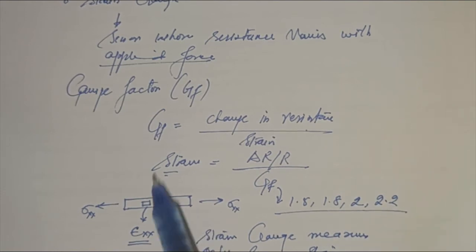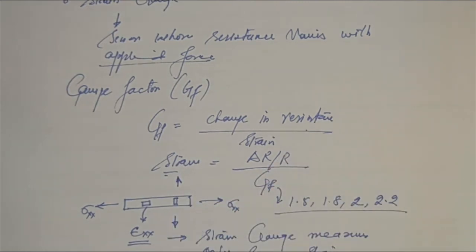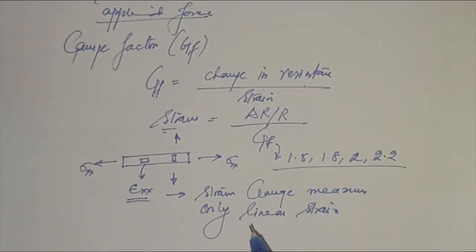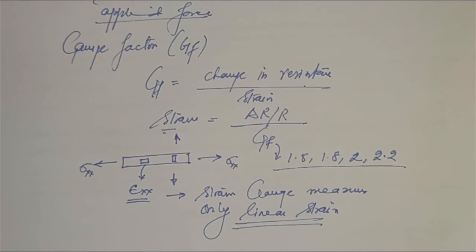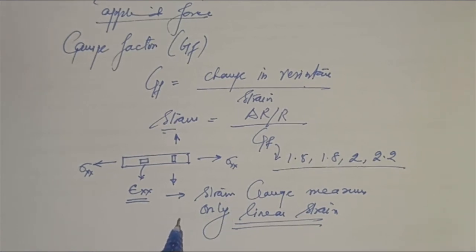If you wanted to measure it in the y direction, you put it like this and apply the load along this, then you will be getting a strain along the y direction. That means the measured strain will only be linear. It cannot be anything but linear, meaning it will give you one value of the strain along the particular direction.